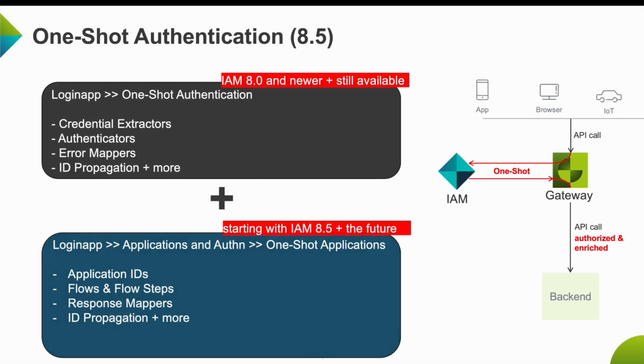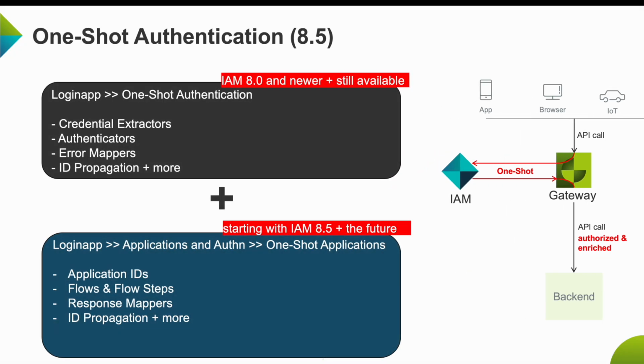So what's new in Airlock IAM 8.5? The existing one-shot authentication solution in Airlock IAM is still available. You don't have to change anything to still use it. We're just adding a new way, a better way to use one-shot applications using flows. So if you go into configuration to the login app and then applications and authentication, you will find a new config property group called one-shot applications. So it's in the same place where other applications are configured with flows. Let's look at an example.